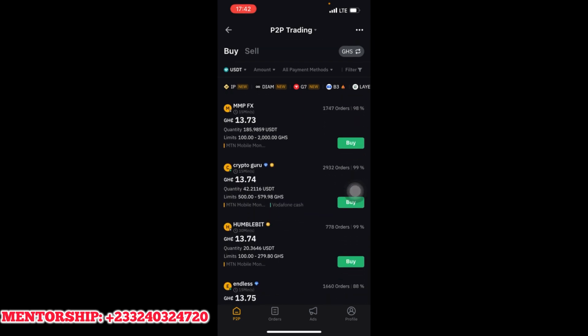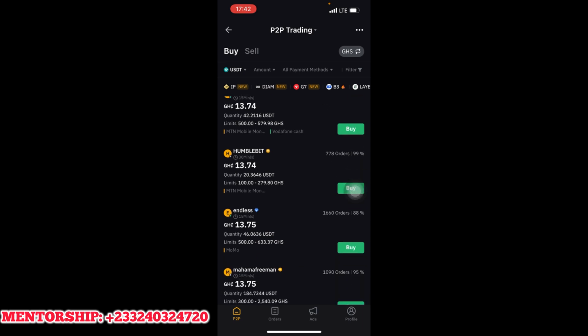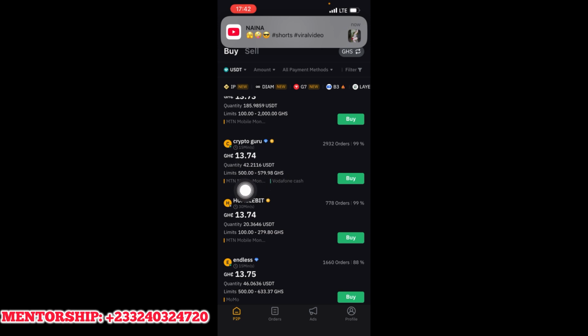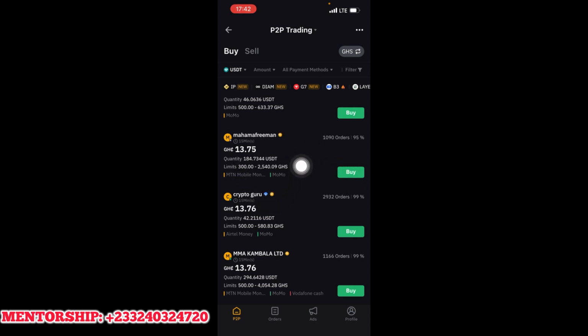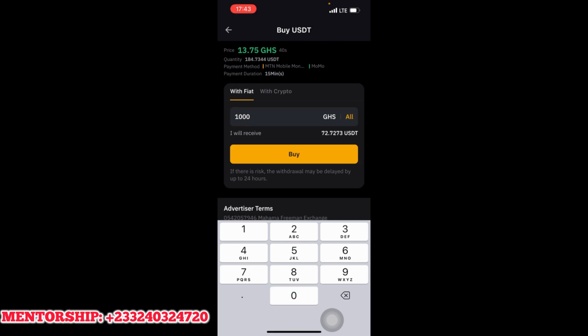So when I come to the buy tab right now, you can see that before I can get one USDT, I have to spend 13.74 Ghana cedis. But if you're in Nigeria and so on, you can also see it in your local fiat. So you just click on any of it. Let's say I want to buy 1,000 worth of USDT. This person's limit is 500 to 579, so it's not for me. So I'll search for someone who has 1,000. This person is from 300 to 2,540, and the price is 13.75. So I just click on buy here, and I'll enter, let's say, 1,000. It means that if I spend 1,000, I'll get 72.72 USDT.